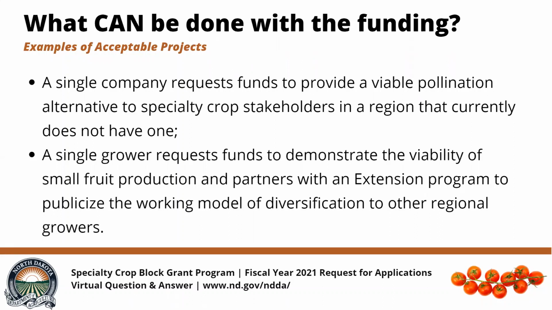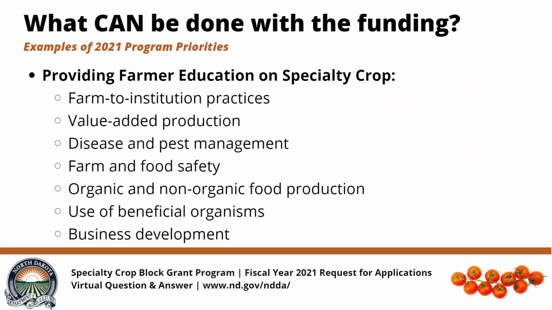Examples of successful projects may include a single company or nonprofit organization requesting funds to provide a viable pollination alternative to specialty crop stakeholders in a region that currently does not have one. Another example of a successful project may include a single grower requesting funds to demonstrate the viability of small fruit production and partners with an extension program to publicize the working model of diversification to other regional growers. In 2021, several priorities have been identified.